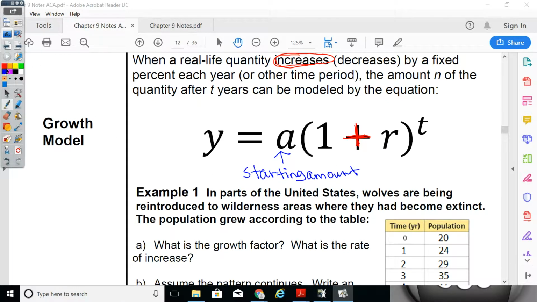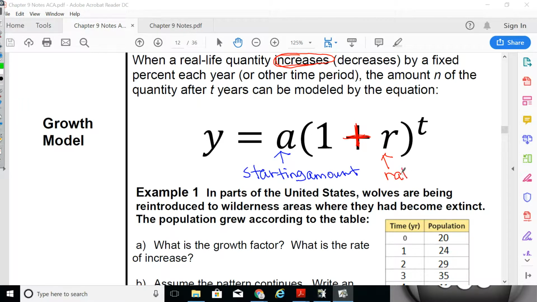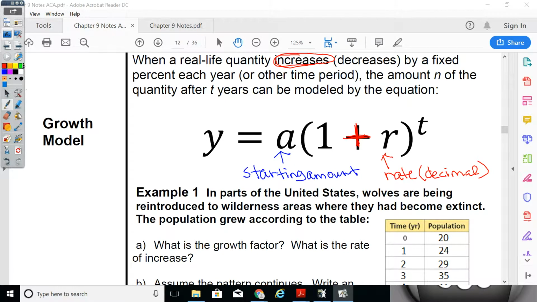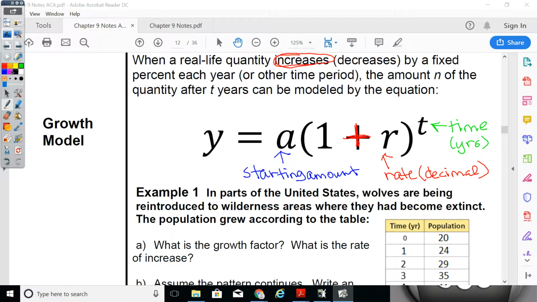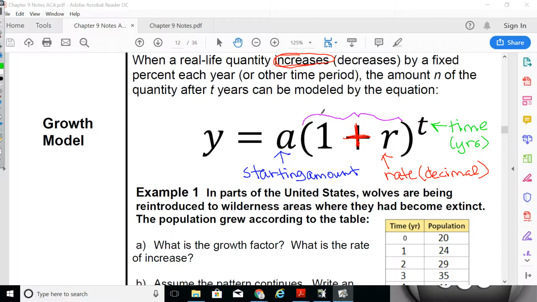The R here is your rate, and usually the rate is given as a percent, but you need to change it to a decimal. Time is usually in years, so T right here is your time, your exponent. Usually it's in years, but it can have some other time period. And then this whole thing right here, from graphing, we know this is your base. The whole base is called your growth factor. So what is it growing by?